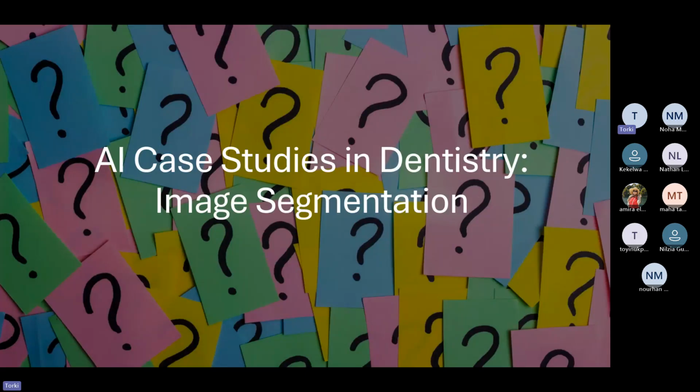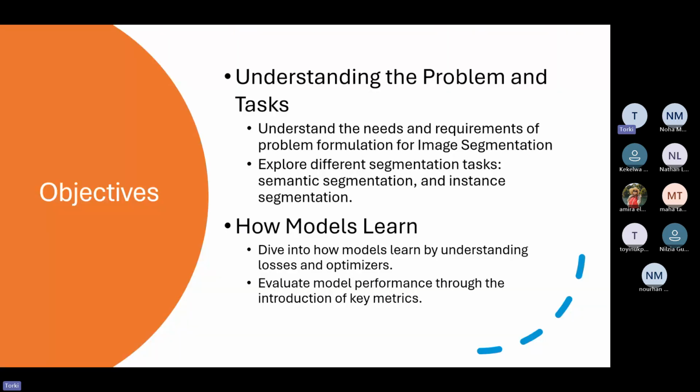Okay, let us start. Bismillahirrahmanirrahim. The title here is Artificial Intelligence Case Studies in Dentistry. We will take one example to focus on during this webinar, which is the image segmentation problem. I will define the problem first: what is meant by image segmentation, and what is the spectrum of segmentation tasks, such as semantic segmentation and instance segmentation. And then I will give more details, if time permits, on how the model actually learns during the training loop.